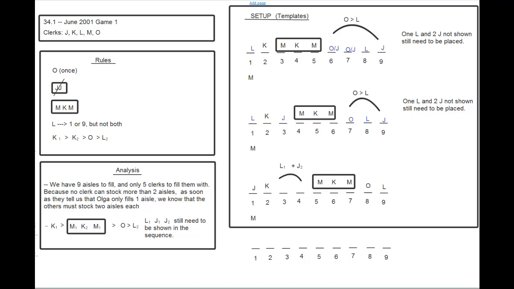And then finally we look at E. It says only one clerk stocks a higher number aisle than Olga does. What is the highest that Olga can get in these templates? 7th, right? So there's going to have to be at least 2 people who are higher than Olga. All right, so that answer can't be correct either.